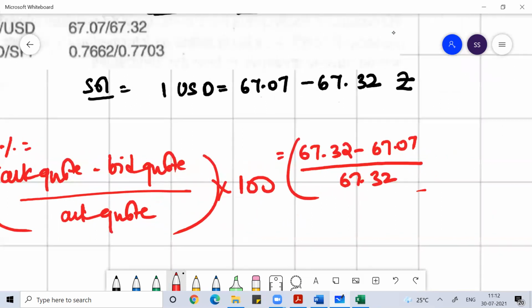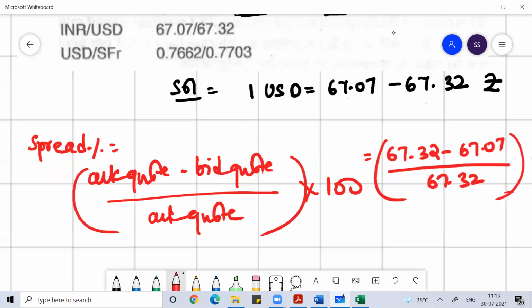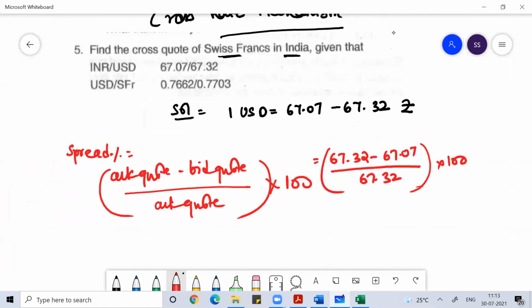This spread percentage, this difference, comes because of the illiquidity of the currency. The more liquid the currency, the lesser the spread percentage. The spread percentage is basically the profit margin the bank earns because of its continuous participation in the currency market. Clear, everyone?